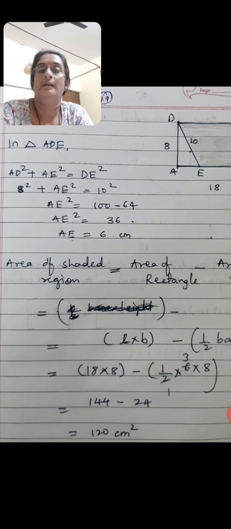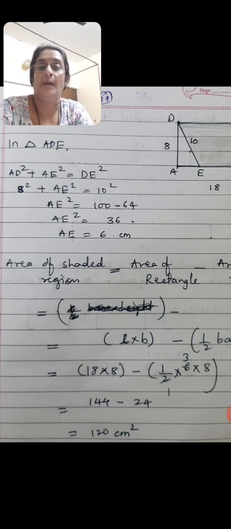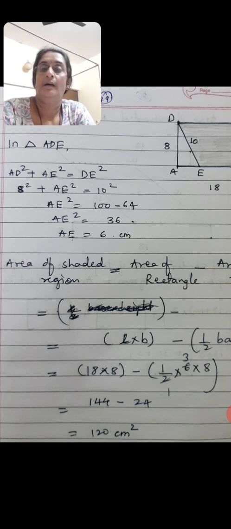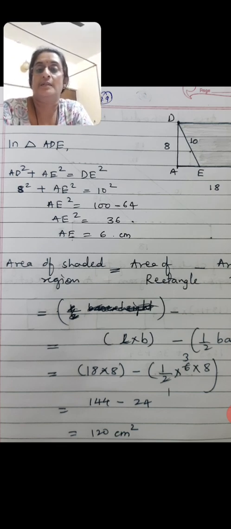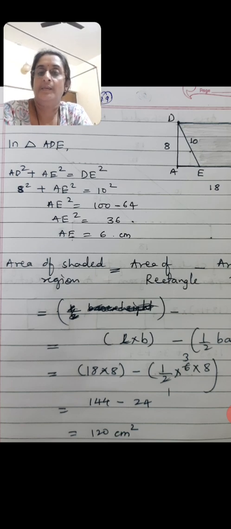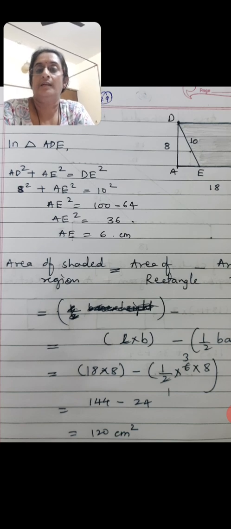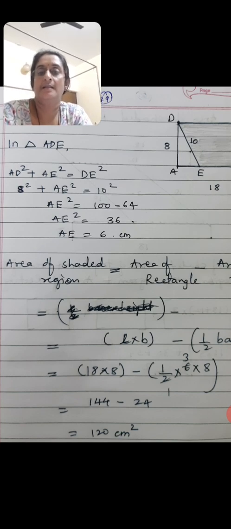Here hypotenuse square is equal to sum of the leg squares. The hypotenuse is DE. So DE square is AD square plus AE square. AD is given, that is 8 centimeters. AE we don't know, that we will find out. DE is given 10, so 10 square. When you do the calculation, AE square will be 36 and AE is 6.